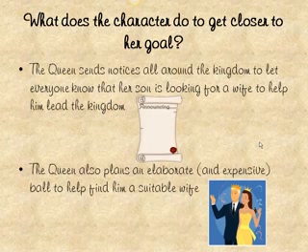What does the character do to get closer to her goal? Well, first, the queen sends notices all around the kingdom to let everyone know that her son is looking for a wife to help him lead the kingdom. Then, the queen also plans an elaborate and expensive ball to help him find a suitable wife.